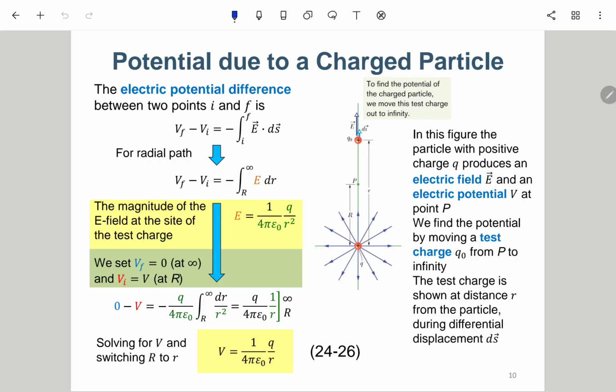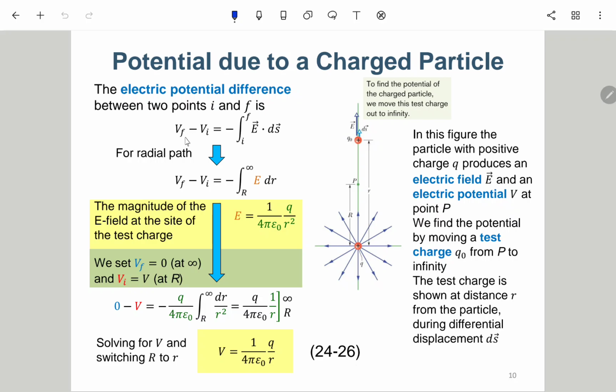Okay, so here we try to derive the electric potential due to a charged particle. By making use of the definition just mentioned, the electric potential difference between two points i and f is Vf minus Vi equals negative integration of E dot ds. This is just the definition.